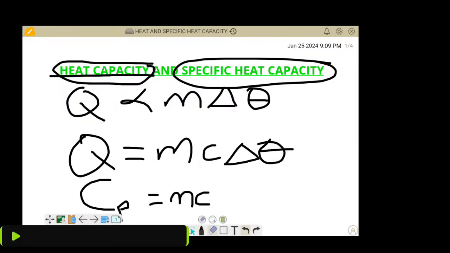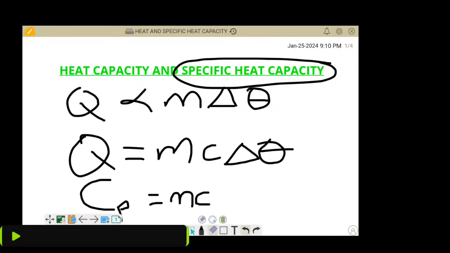So please take note of these two definitions, especially when you are answering a question related to them in your WAEC, NECO, or when your knowledge is being tested in an examination such as UTME. Notice the little difference between them. Heat capacity is the quantity of heat needed to raise the temperature of a given body, no matter the quantity of that body, by 1 degree Celsius or 1 Kelvin.